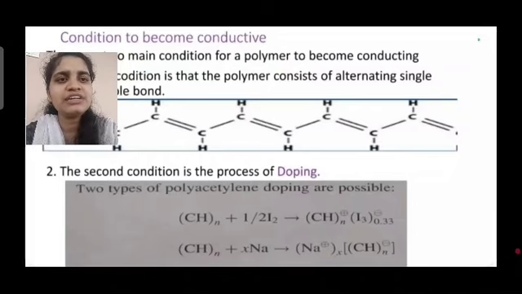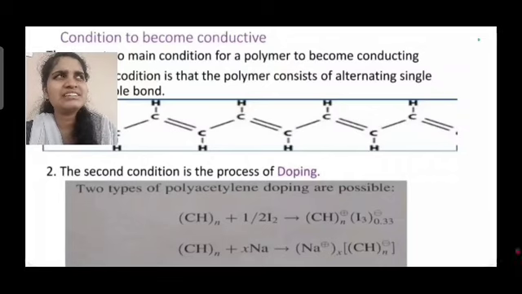Now next one is the doping process. The second condition is doping, which means adding a chemical substance that increases the number of charge carriers. There are two types of doping. First, oxidative doping, next, reductive doping. First one, oxidative doping, where the polymer loses electrons.